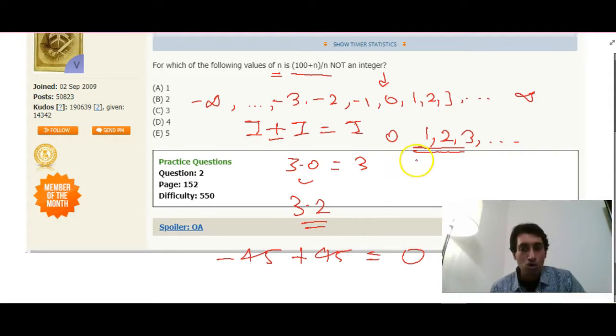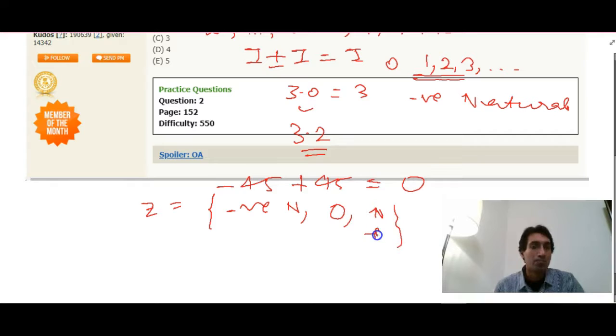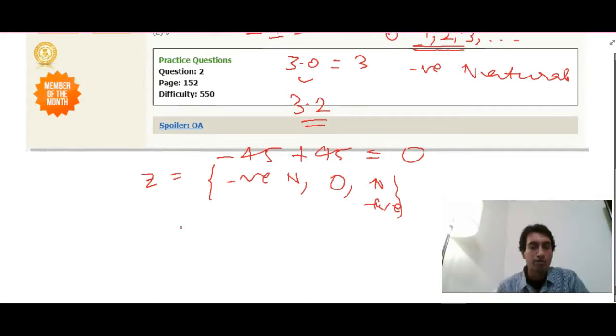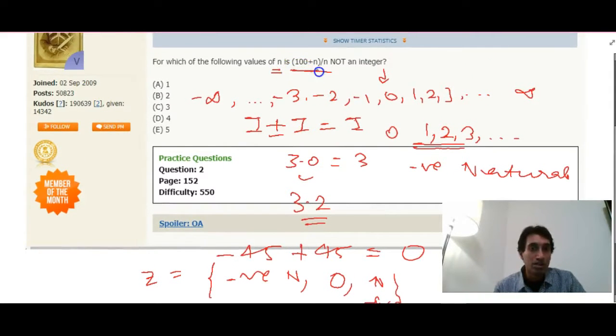Again, there is no concept as such of negative natural numbers, but to define the set of integers, what everybody says is that the set of integers Z is represented by negative natural numbers, 0 and natural numbers, which are automatically positive. Okay, not digressing more from the topic, I just wanted to give you an idea what integers are basically. So let us delve into the question.